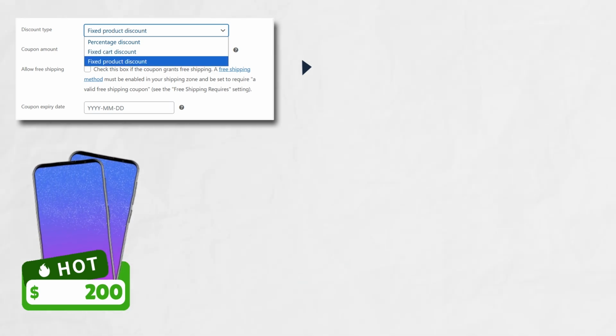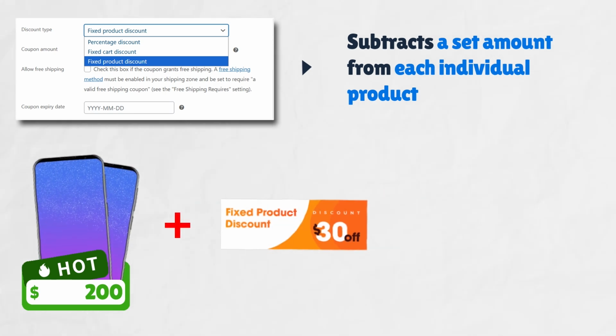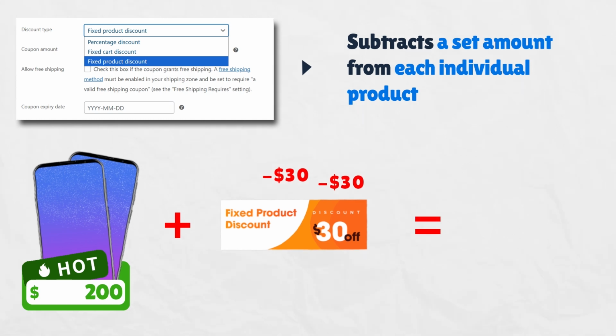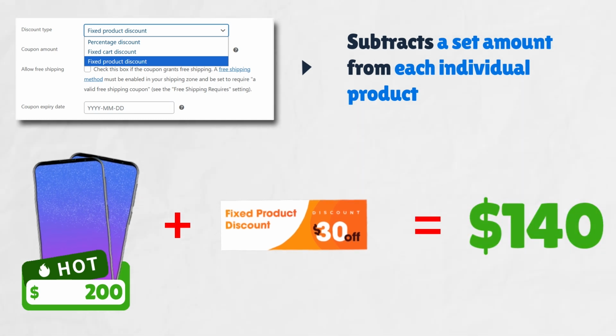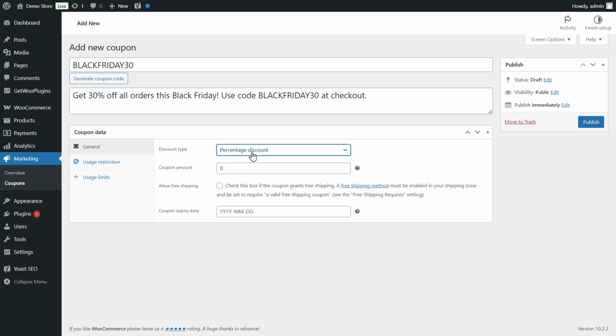And finally, the fixed product discount. This discount applies a fixed amount to each individual product. So let's say there is a product A, and I want to buy 2 of them. In that case, each one still gets $30 off, so the total discount becomes $60 in total. Okay, I'll take a percentage discount first to show you how it works.